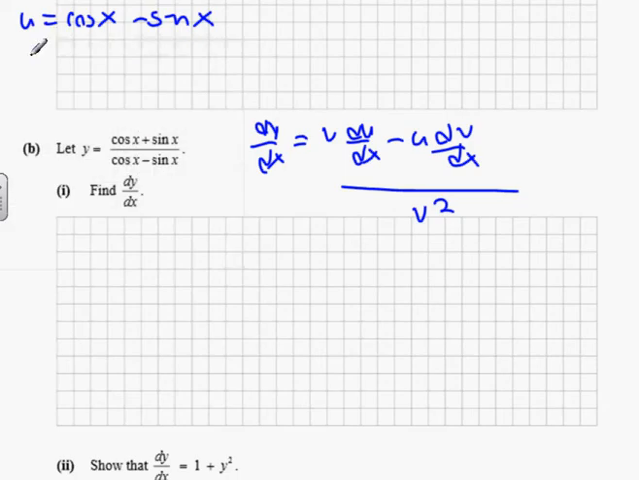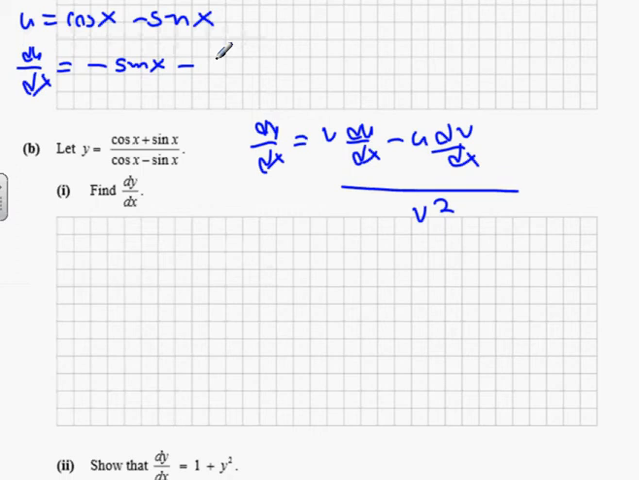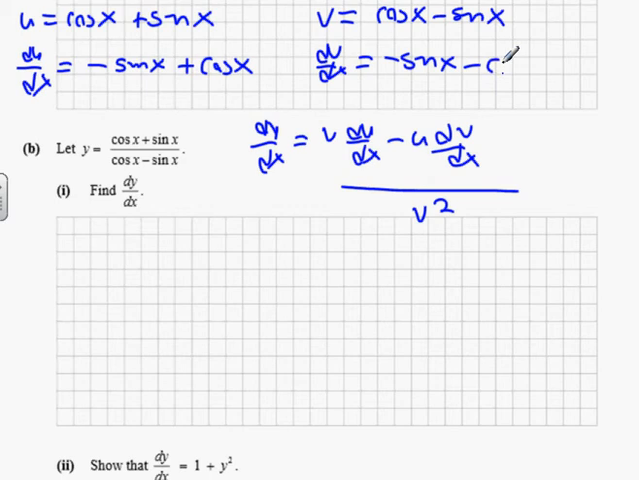So once again, du/dx is going to turn into minus sine x, and the sine x changes directly into cos x. So you get minus sine x plus cos x for du/dx. V equals, that should be a plus cos x, because it's u. V is cos x minus sine x. Therefore, dv/dx is going to be minus sine x minus cos x.